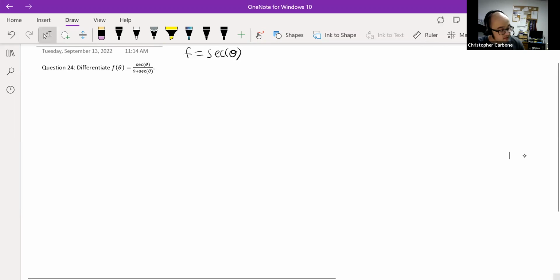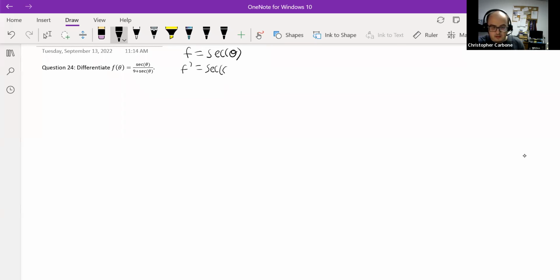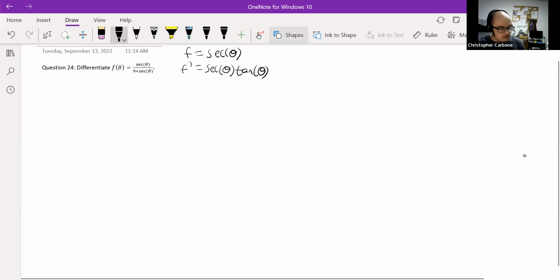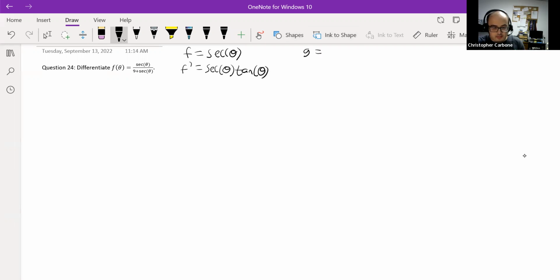which then means that the derivative of f is the secant of theta times the tangent of theta. We're going to let g be 9 plus the secant of theta, and the derivative of g, we're going to let the derivative of g be the secant of theta times the tangent of theta.